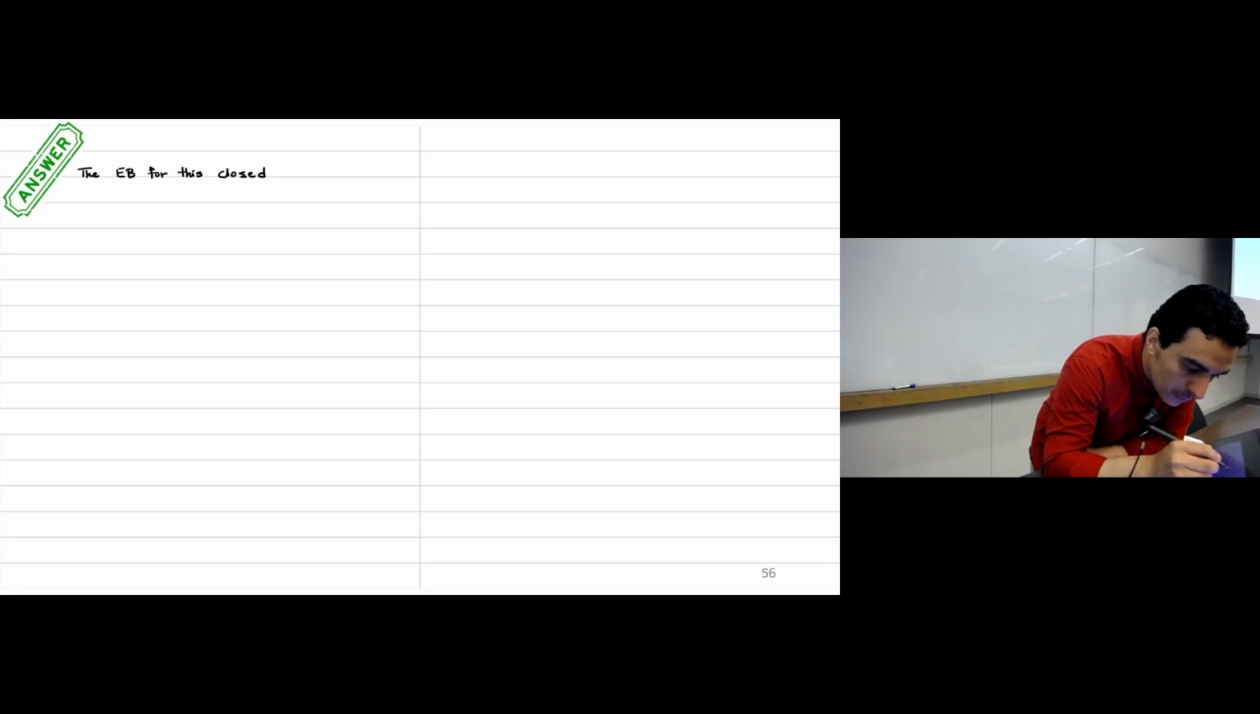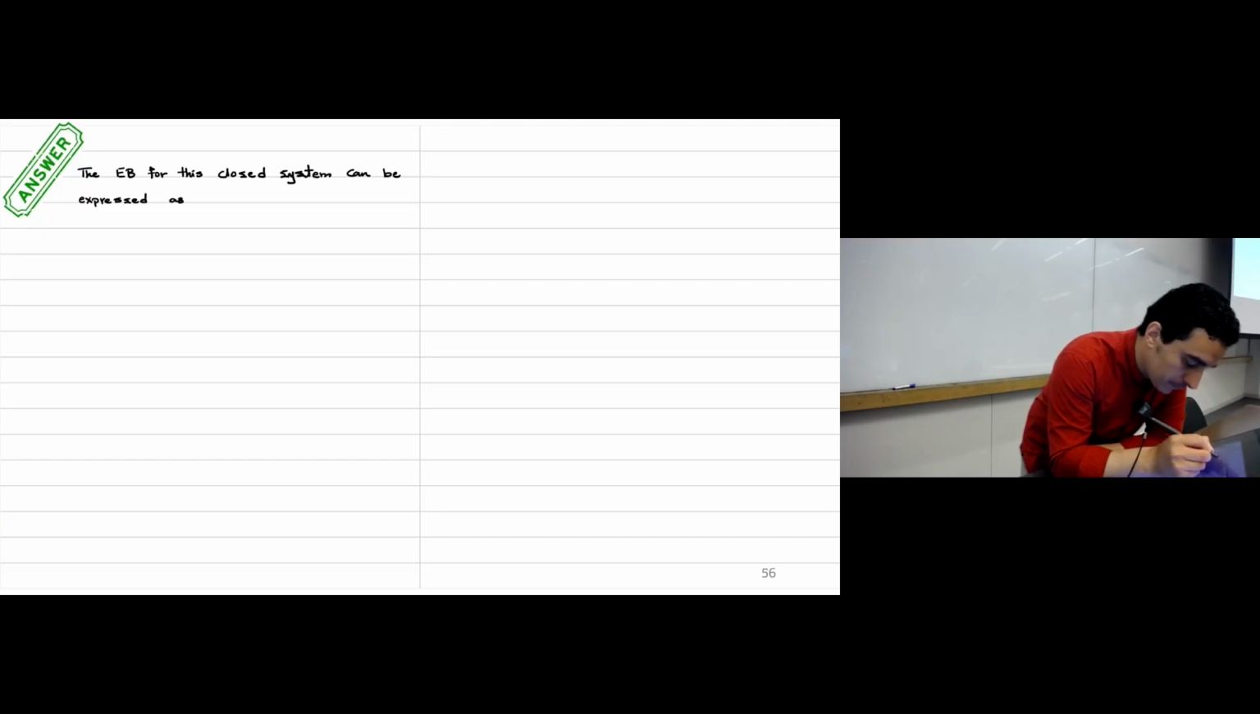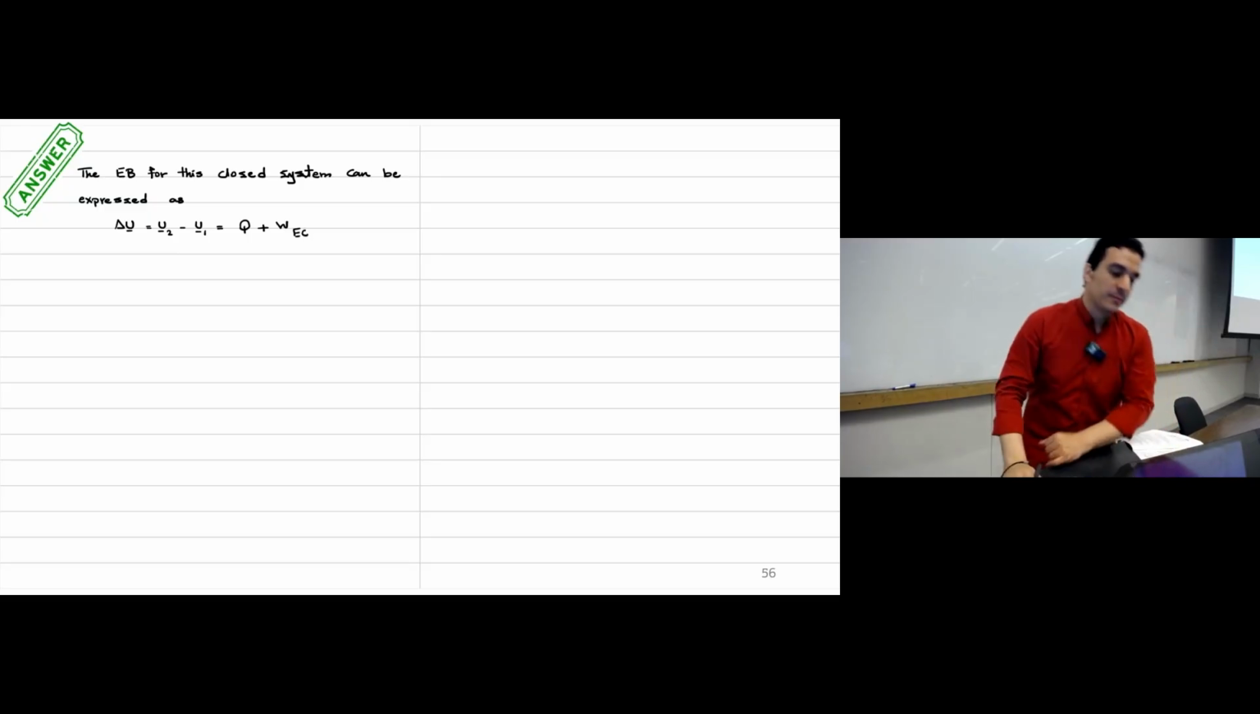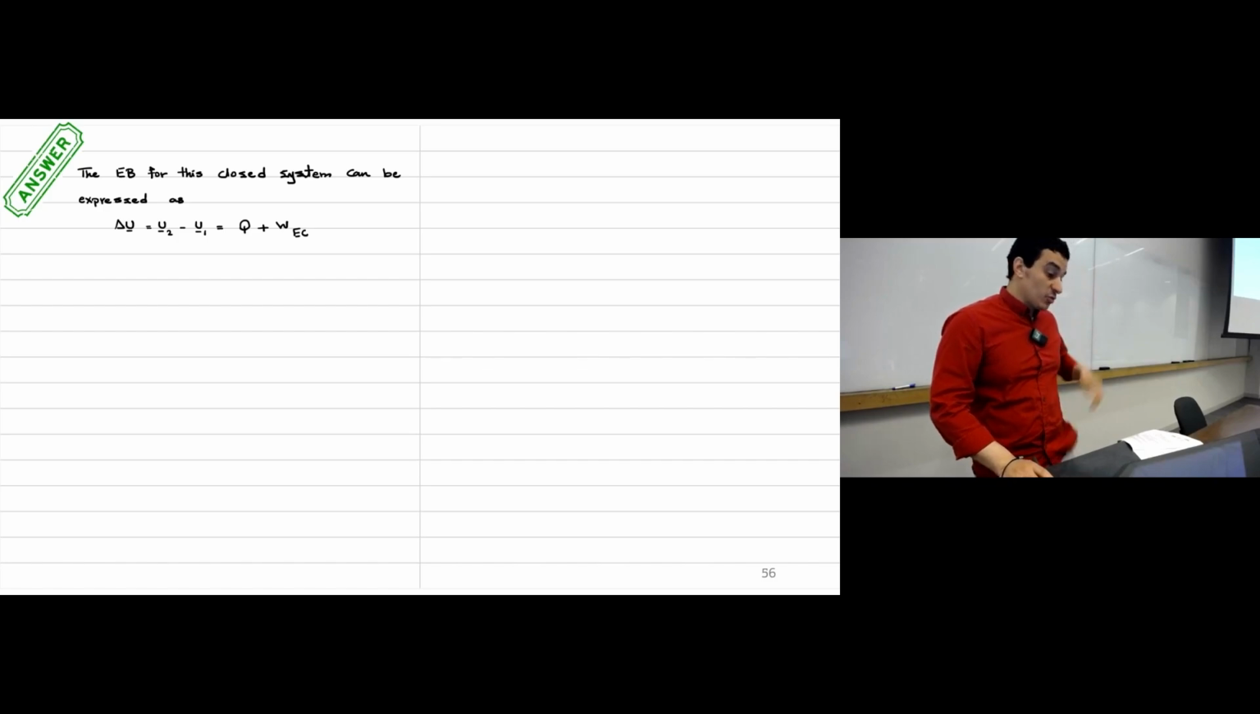So this is a closed system. So the energy balance equation, the first law of thermodynamics, for this closed system can be expressed as: delta U, the change of the molar internal energy, which is U2 minus U1, is equivalent to Q plus W of expansion contraction. So this is the equation we have here.